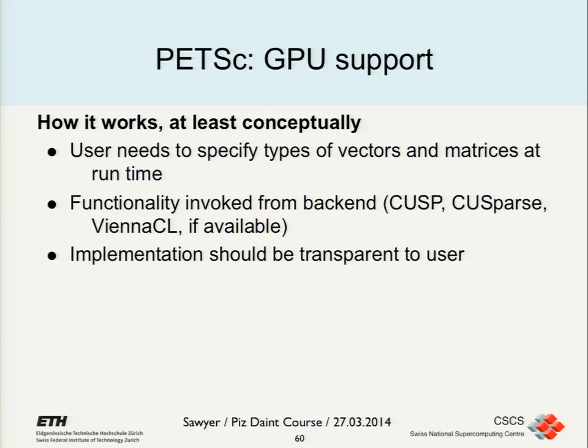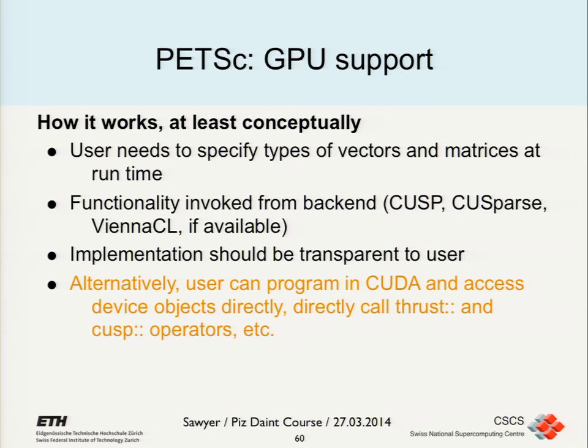Ultimately, you use these additional abstractions for vectors and matrices, and that should invoke the corresponding backends: Cusp, QSparse, ViennaCL. The implementation should conceptually be transparent to the user. You can program at a very low level, for example in CUDA, and access the objects directly. But the idea would be not to do that. Just use the very high-level ones, which use the backends. And this is actively discouraged.